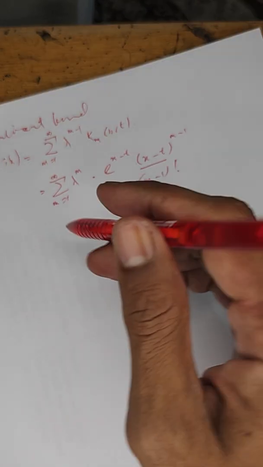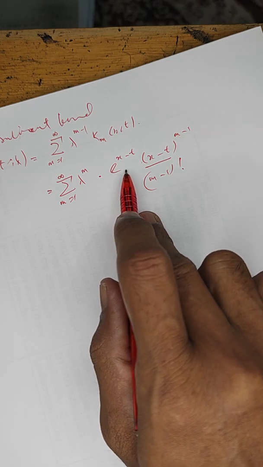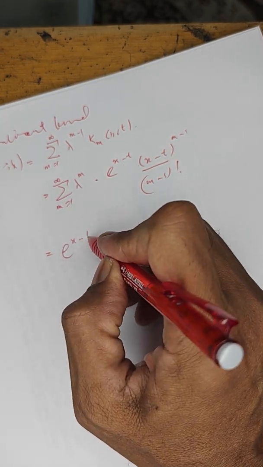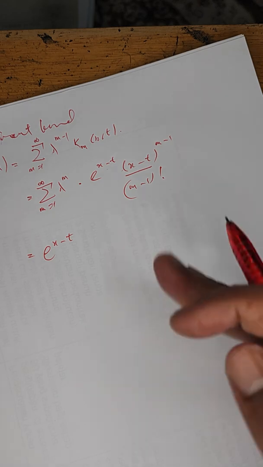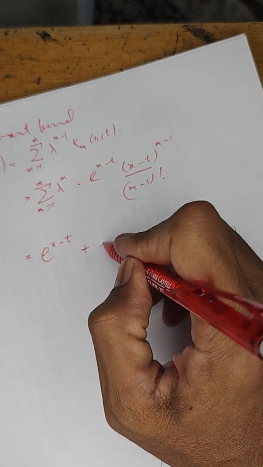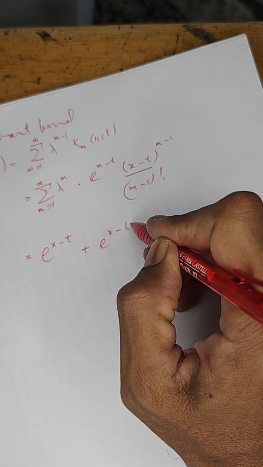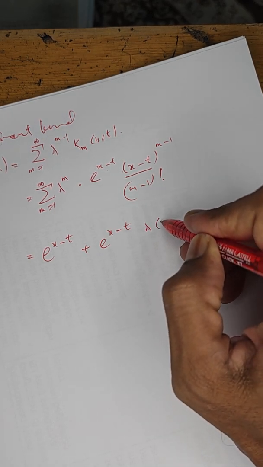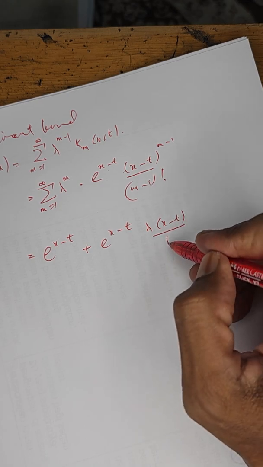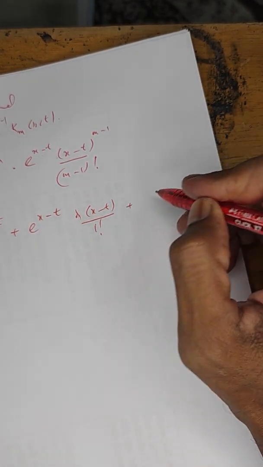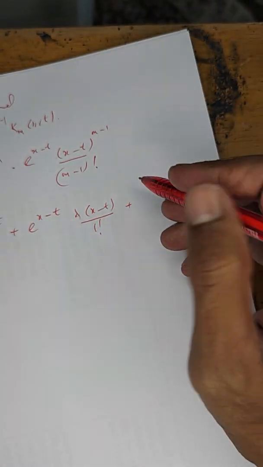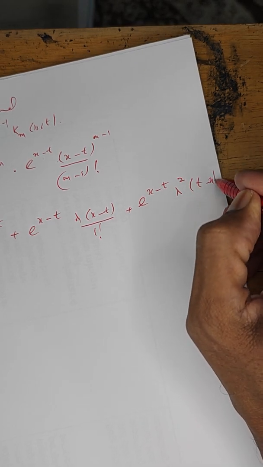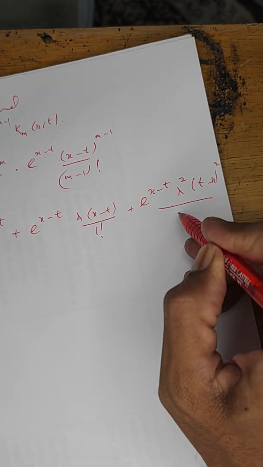So therefore I can factor out e^(x-t). What is left is that, factoring out this e^(x-t), we have e^(x-t) plus e^(x-t) lambda (x-t) over 1 factorial, plus lambda squared e^(x-t)(x-t) squared over 2 factorial, and so on.